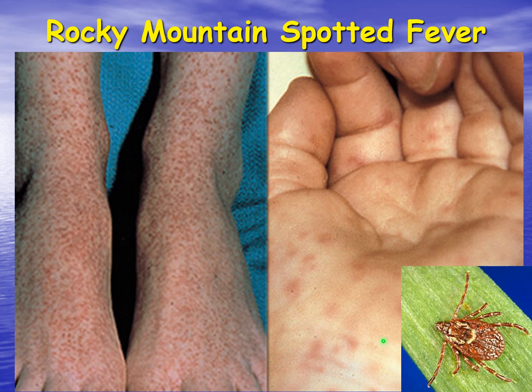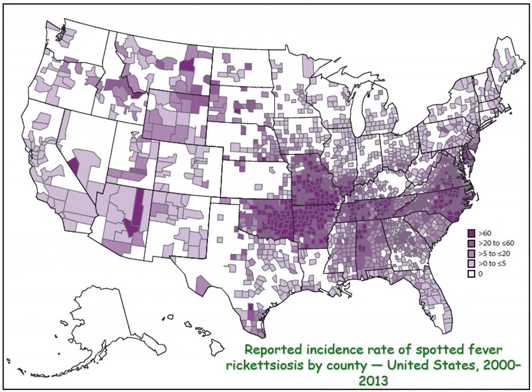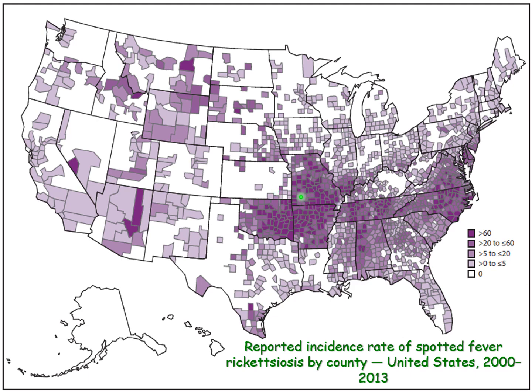This is one of several species of ticks that can transmit rickettsial diseases, and this is actually Dermacentor variabilis, which is one of the two most common species of tick that we have in southwest Missouri. And again, you can see the bullseye region here is in southern Missouri, Arkansas, and Oklahoma, because this is the area that we have a very high tick population.